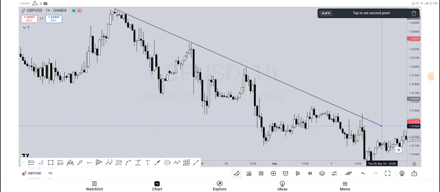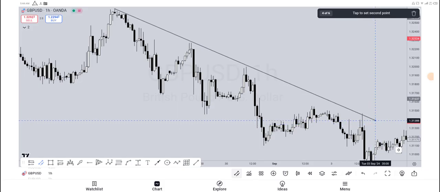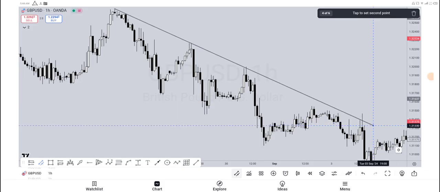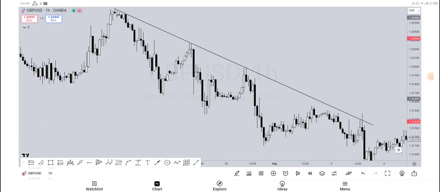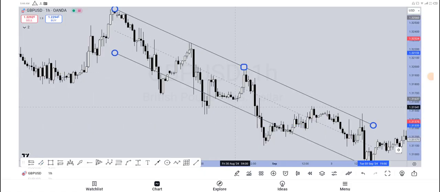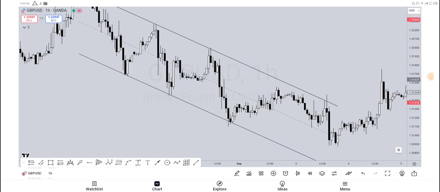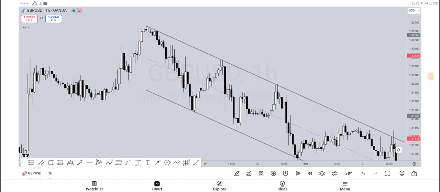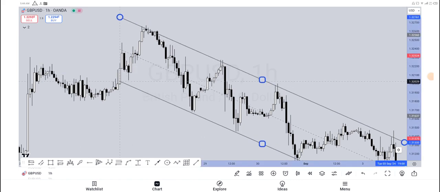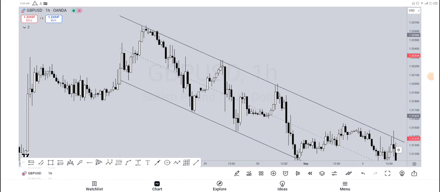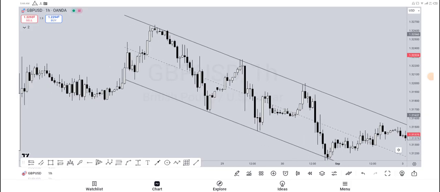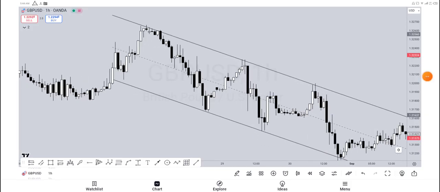And once you've drawn it like this, let it be touching at least 3 points or 2 points. You click on it, right? And then you open it up. So that is simply it. And if you see this, my beautiful parallel line was respected perfectly. So now in this market, once it gets to this zone, once it gets to this point of my parallel line, that's that swing point, I'll be looking for a sell.